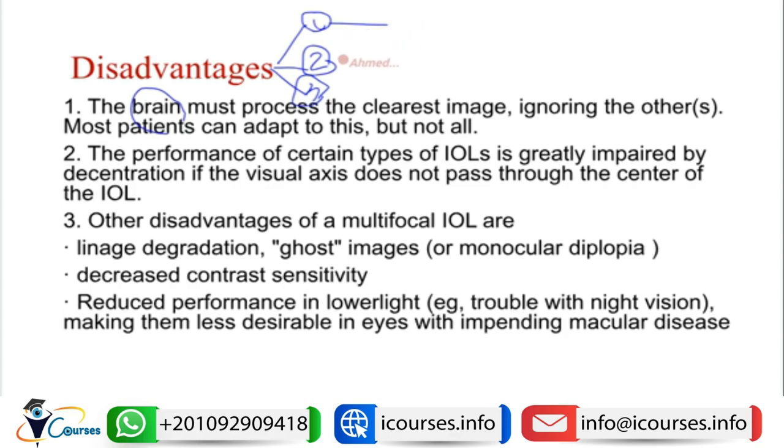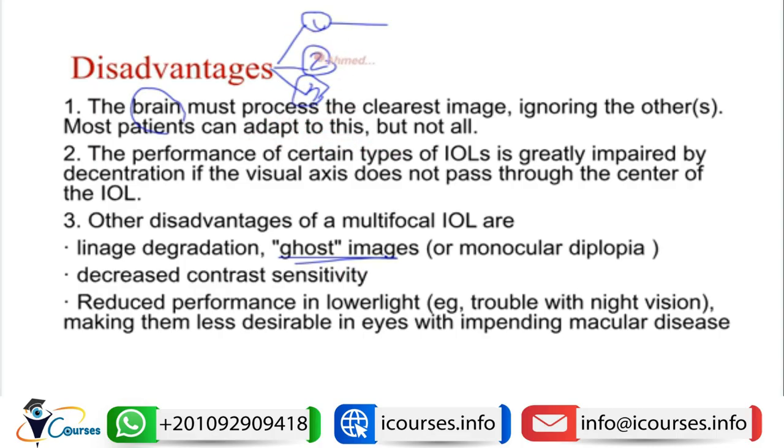The second problem is a problem of the surgeon. If the surgeon doesn't center the intraocular lens perfectly in the surgery, this will result in decentration. And in case of decentration, the patient will not be able to tolerate it. If the visual axis doesn't pass through the center of the lens, the patient will complain of different problems like halos, glare, diplopia, and the appearance of ghost images. So there will be an image of the object with a blurred image beside it, and decreased contrast sensitivity.